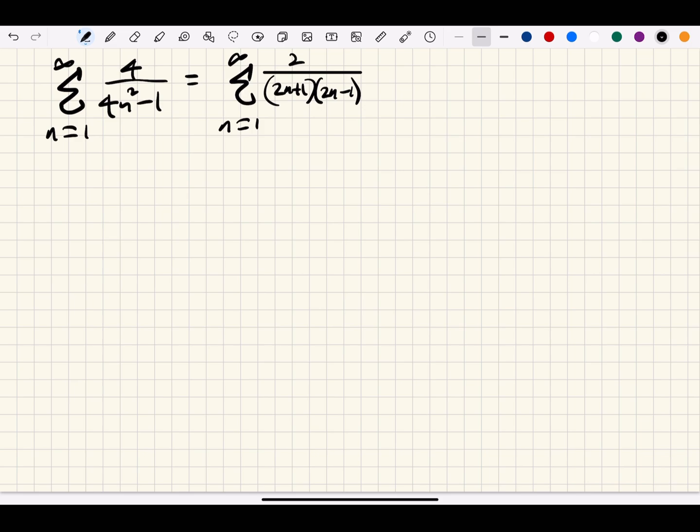Okay, so we're going to go like this. 4 over (2n plus 1)(2n minus 1) we could write as A over 2n plus 1 plus B over 2n minus 1. Yes? Where did you get the 2 in the numerator? Should it say 4?